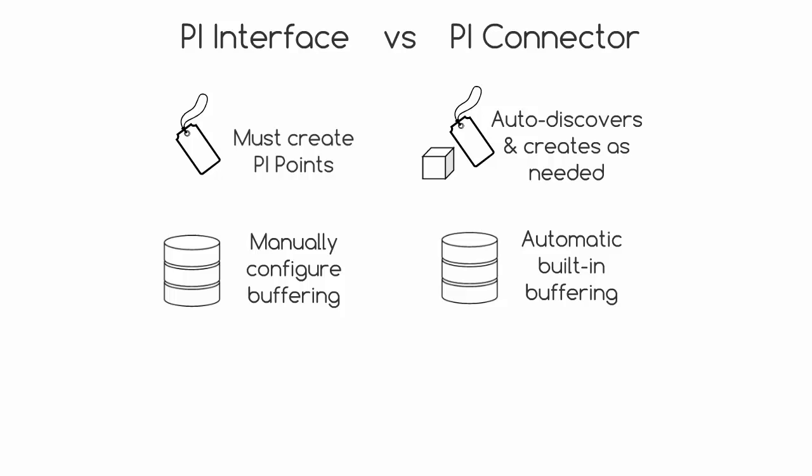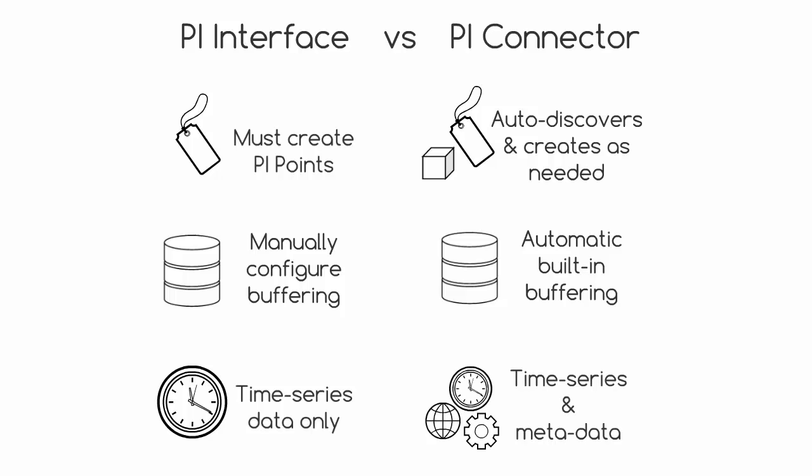The type of data that can be collected is also different. Pi interfaces can only collect time series data, which is sent to a list of Pi points on the Pi data archive. Pi connectors can collect both time series and metadata. This is data that doesn't necessarily change with time, but provides additional context about your data. Back in our truck example, the data source might have information about the manufacturer or the last date of maintenance. The time series data is saved to Pi points on the Pi data archive, and the metadata is saved to elements, attributes, and sometimes even event frames on the Pi asset framework.